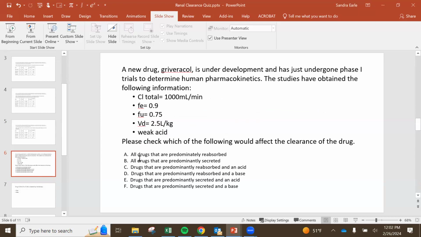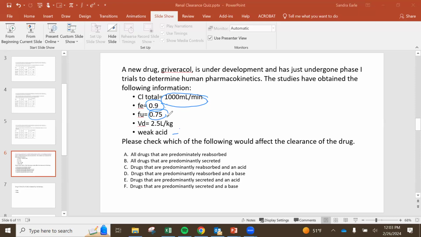Okay. So a new drug, gravaricol, is under development and has just undergone phase 1 trials to determine the human pharmacokinetics. The studies have obtained the following information. First of all, total body clearance is 1,000 mils per minute. It's 90% cleared by the kidneys. It's 75% free from protein binding, and it's got a volume of 2.5 liters per kilogram. So it's a relatively large volume of distribution, and it's a weak acid. So which of the following would affect the clearance of the drug?